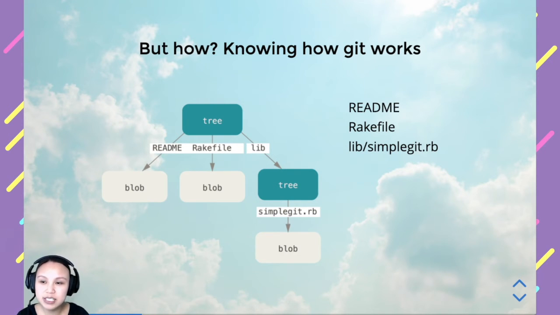So what are trees? Trees are files that tell Git what is inside, so the structure of your files. Because simple git.rb is inside a folder called lib, that's another tree. Inside lib, there's a tree that says I have one file, and this file is represented as a blob. In the root tree, one level up, different files have different blobs, and I also have this lib folder. So this is how Git remembers all your files and how your files are structured.